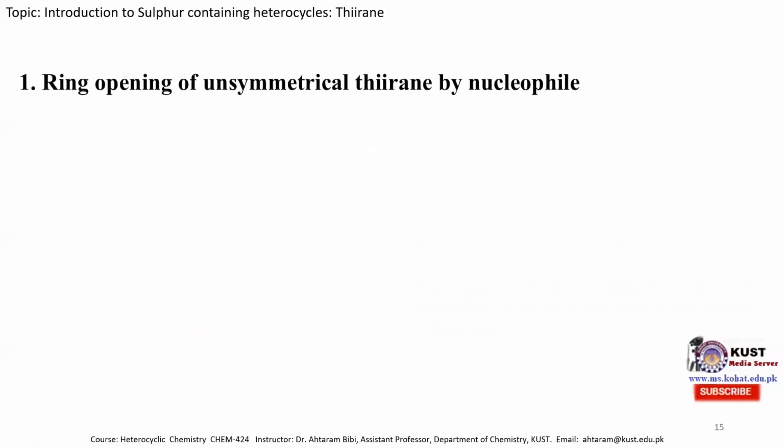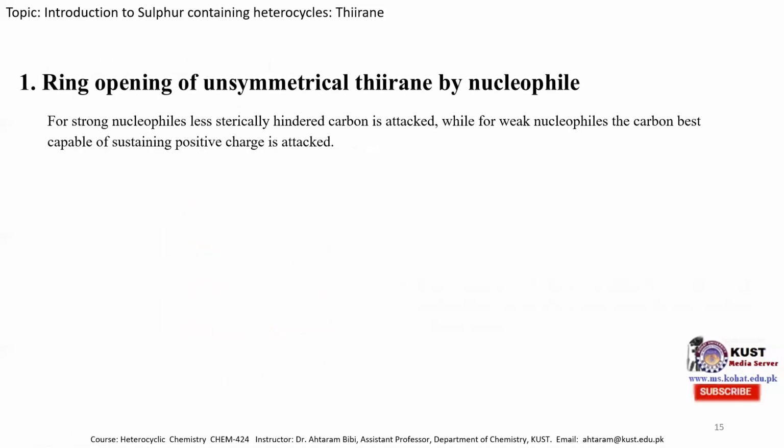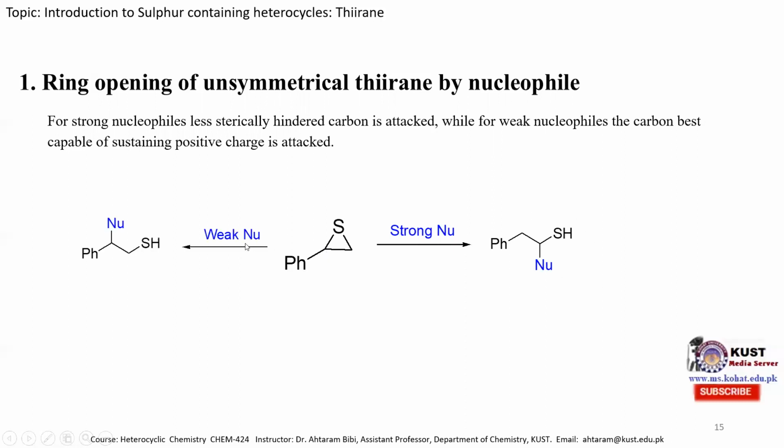Now, ring opening reaction of unsymmetrical thiirane by nucleophile. If we have an unsymmetrical thiirane molecule, for example, one can see that it can be opened either from this side, which is least sterically hindered, as compared to this side where a phenyl group and hydrogen are attached. So if we use a strong nucleophile, then it will attack on the least sterically hindered side. On this side, the ring opening happens and we will obtain this product. But if we use a weak nucleophile, it will attack on the more sterically hindered side, and the reason is that the carbocation produced here is more stable as compared to here. So therefore, with a weak nucleophile, we obtain this product.